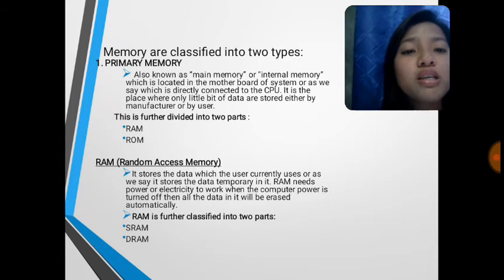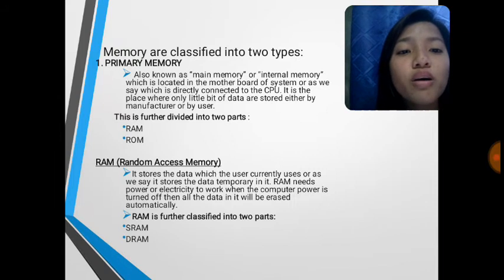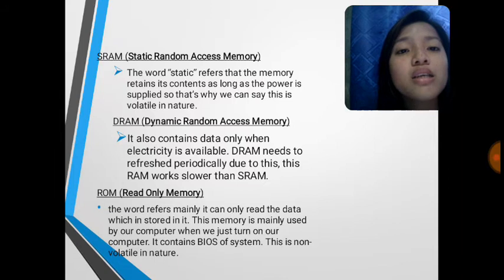RAM, random access memory, stores data which the user currently uses, or we say stores the data temporarily. RAM needs power or electricity to work. When the computer power is turned off, all the data in it will be erased automatically. RAM is classified into two: SRAM and DRAM.